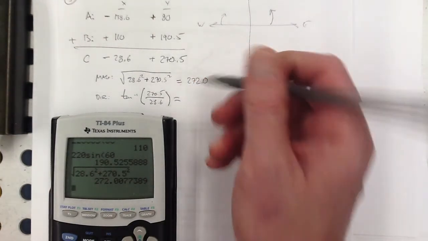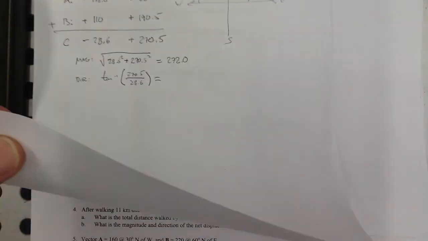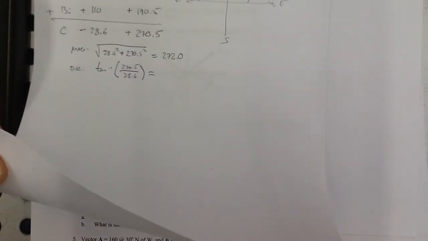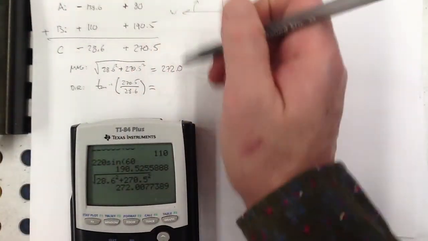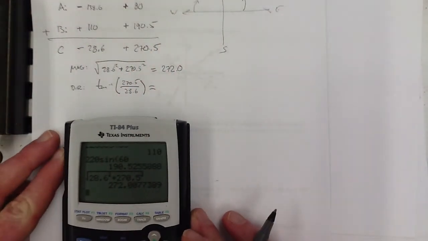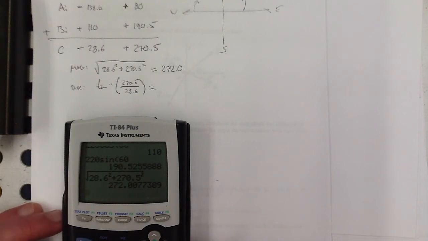And do we have units on this? I don't remember. What's going on here? Nope. If these were meters or whatever, everything would have the same units. Nothing hard going on with units. Just if we have any, we want to be respectful of that. 270.5 over 28.6.